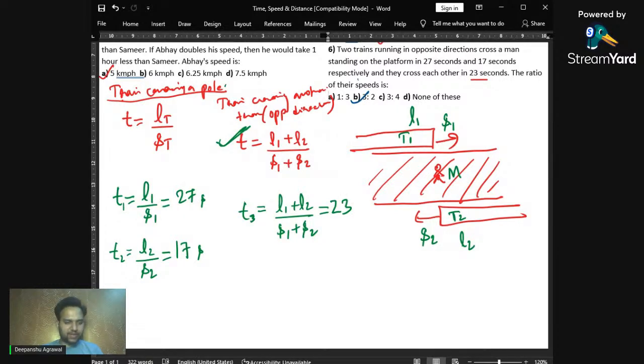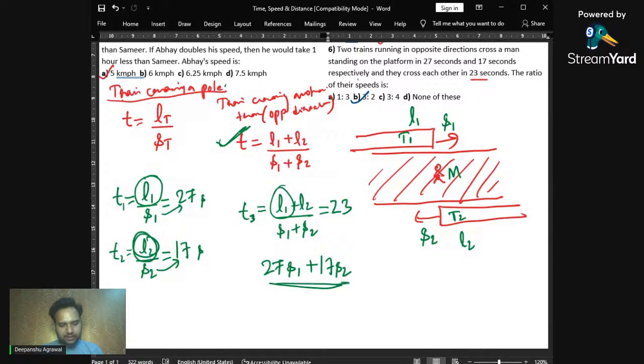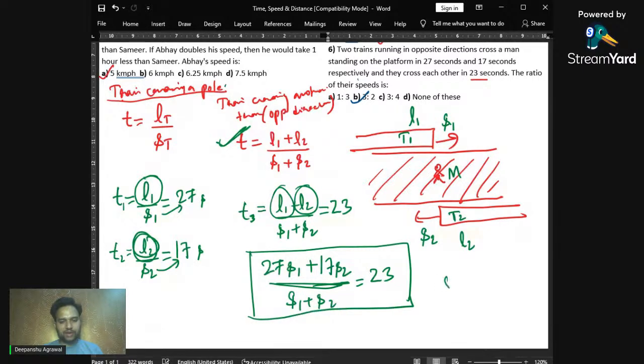Right. Now, the next step would be to take the value of L1 as 27S1 and put it here in place of this. So this will become 27S1 plus, taking the value of L2 as 17S2, so this would be 17S2, divided by S1 plus S2 to keep it equal to 23, right? I hope this is clear. So (27S1 + 17S2) divided by (S1 + S2) is equal to 23. This is the equation that you need to solve to calculate the value of S1 by S2. You will easily be able to calculate it. This would come as 3 by 2.